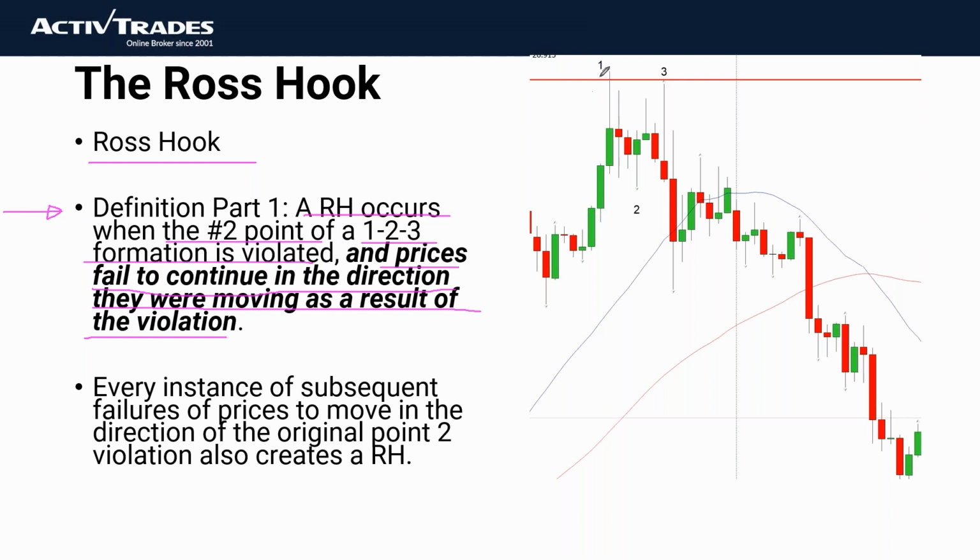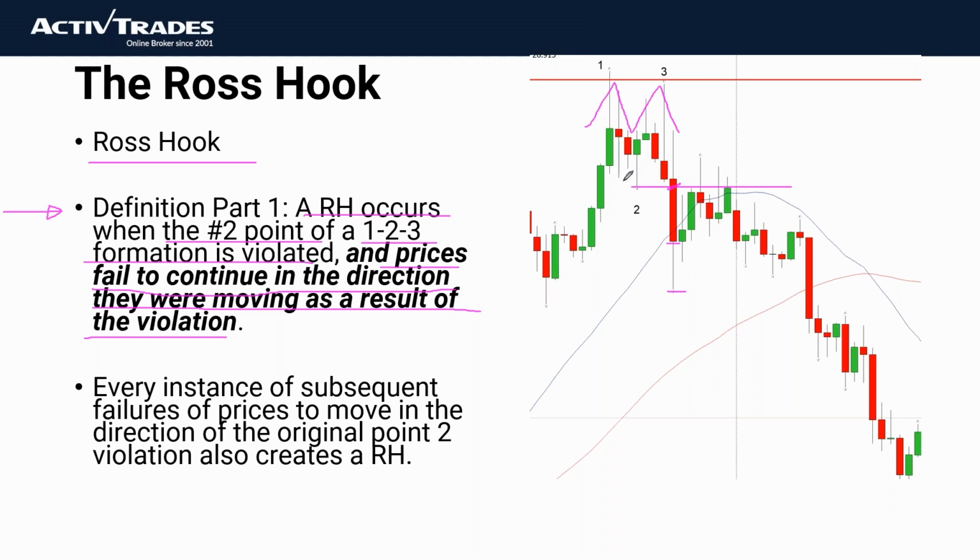This is what I would call a 1, 2, 3. Okay, there's variations of 1, 2, 3. That, some people might say, well, actually, Paul, isn't that just a double top? And yep, you can say that. Here's point 2. A Ross hook occurs when the number 2 point of a 1, 2, 3 formation is violated. So it's violated here, okay? It's violated here, and we can see it carries on. And in this particular case, it pushes down and it closes beneath the point 2.